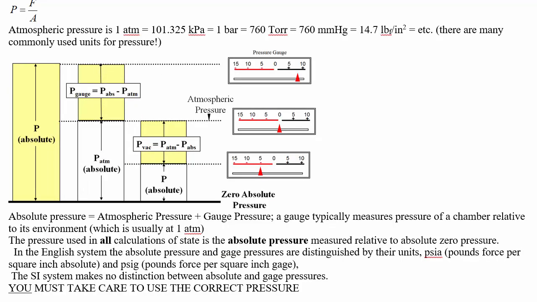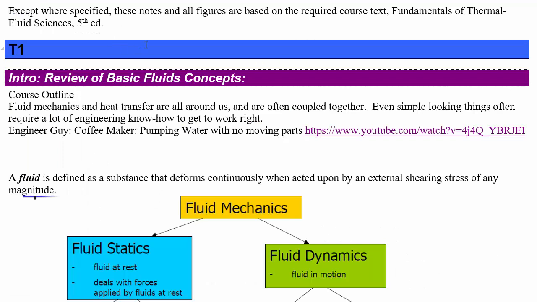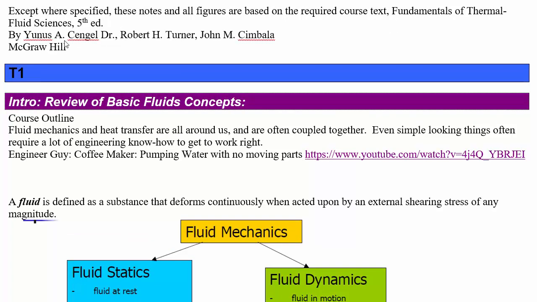All right, now we're going to get to the actual content of the text, which is where we're going to spend most of the rest of the course after this intro to get you up to speed there. And the text for the course is Fundamentals of Thermal Fluid Sciences, 5th edition, written by Cengel, Turner, and Cimbala, published by McGraw Hill.